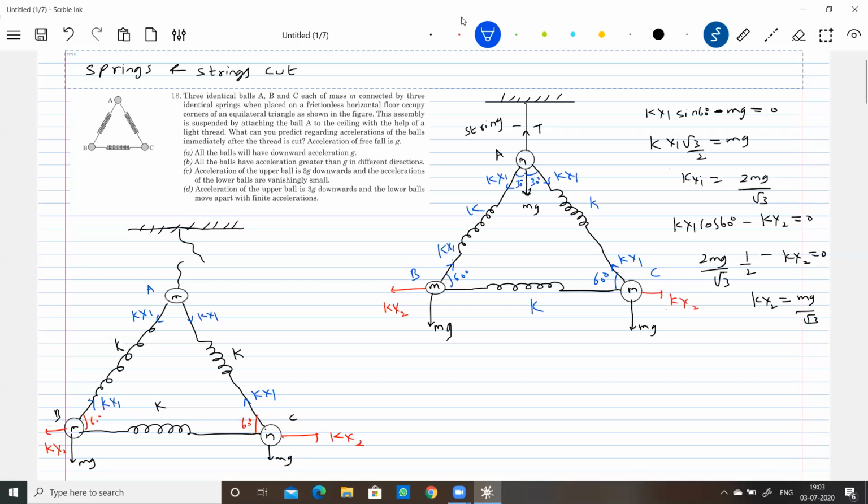Nothing wrong, because that word has a lot of weightage, so we have to be careful. Now B and C will be at rest. A will move with 3g. Sir, shouldn't x1 be equal to x2 because it's an equilateral triangle?